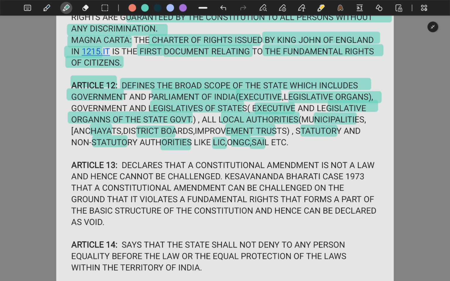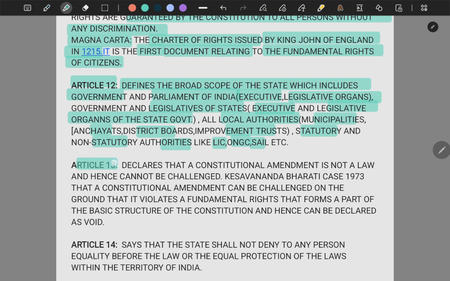It defines the state in a very broad scope. So a state is being defined with the Parliament of India, with the legislatures of states, with the local authorities, everyone. They made up the state.